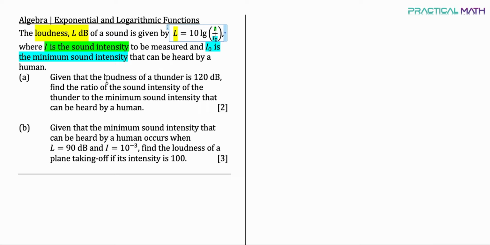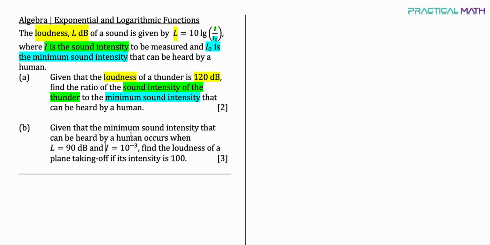In part A, given that the loudness of a thunder is 120 decibels, the giveaway is that it says the loudness. So this refers to the yellow L, and the units, 120 decibels, tell us that this is the variable L. So we're going to replace L with 120 decibels, and we are supposed to find the ratio of the sound intensity of this thunder, in green, which is I, to the minimum sound intensity that can be heard by humans, which is the one in turquoise, or blue.